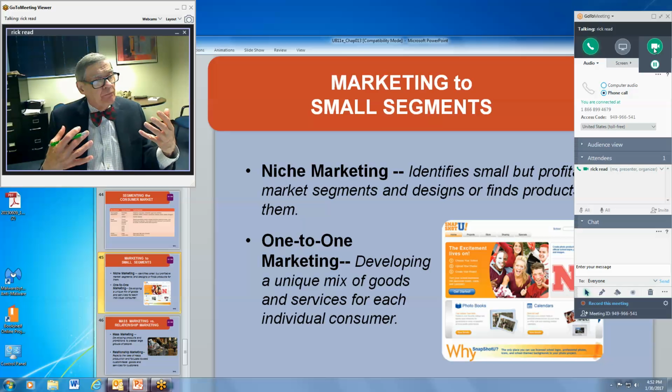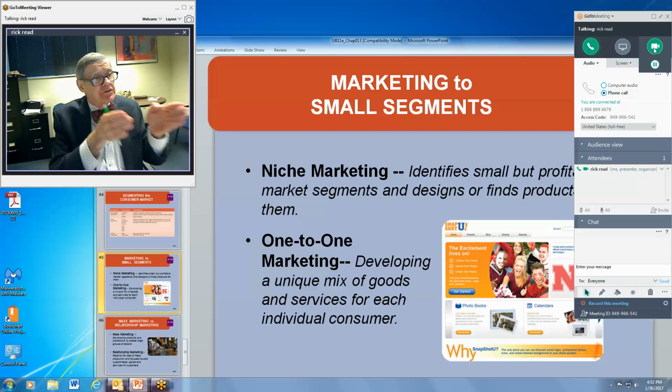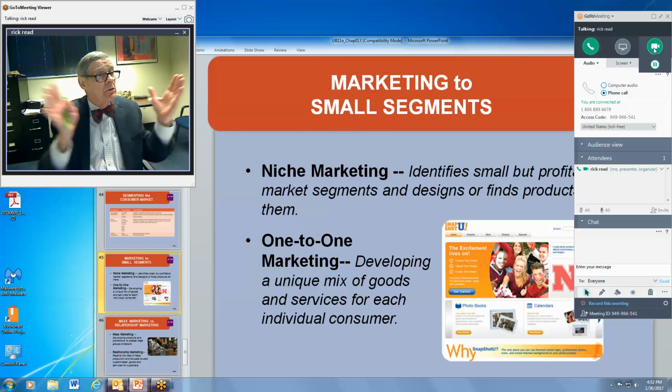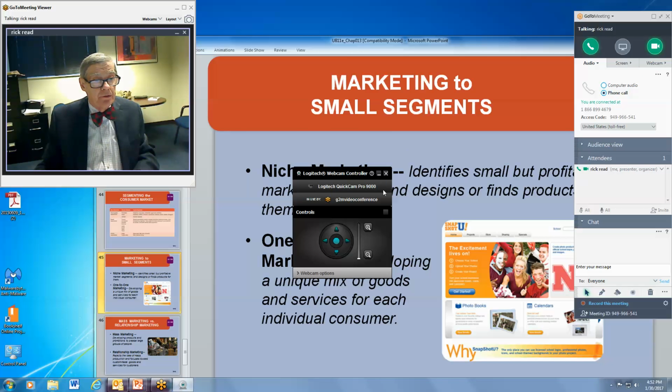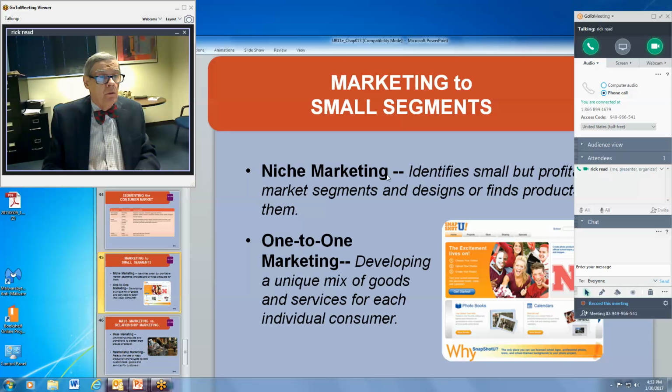Niche marketing. This is carving out a small area that is profitable and homing all your efforts into this area because it's going to return what you're looking for. And you're able to get in there and do it better than your competitors, and maybe you can keep your competitors out by what you're doing. One-on-one marketing is exactly what it says. You're developing a product, a good, or a service for an individual.